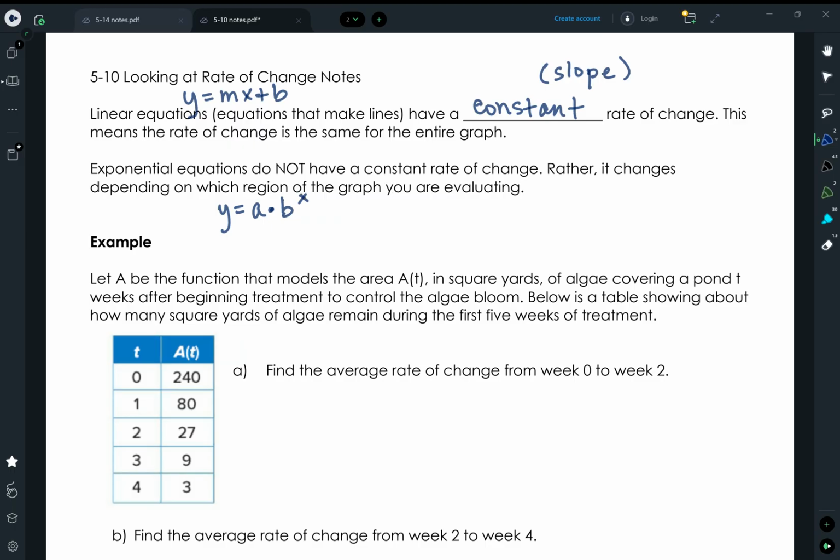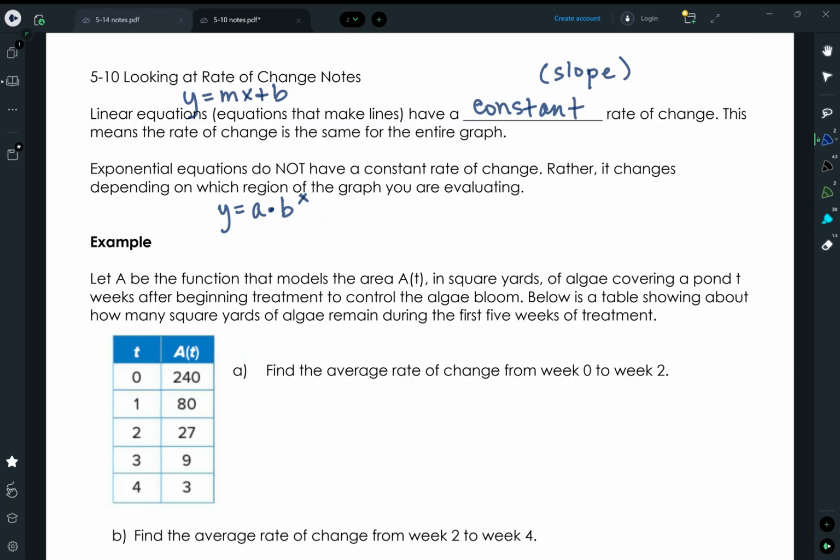B is our growth factor or a multiplier. So if we're multiplying, it's going to change a lot more rapidly if we look at multiplying by something bigger than 1. And so we can't just connect our points with a straight line. They're going to end up being a curve. So that's how our notes start out.